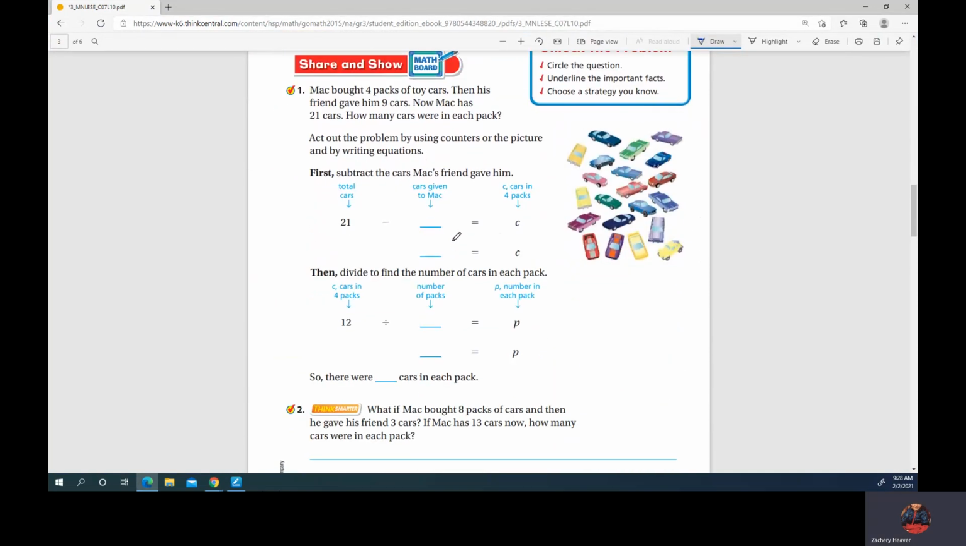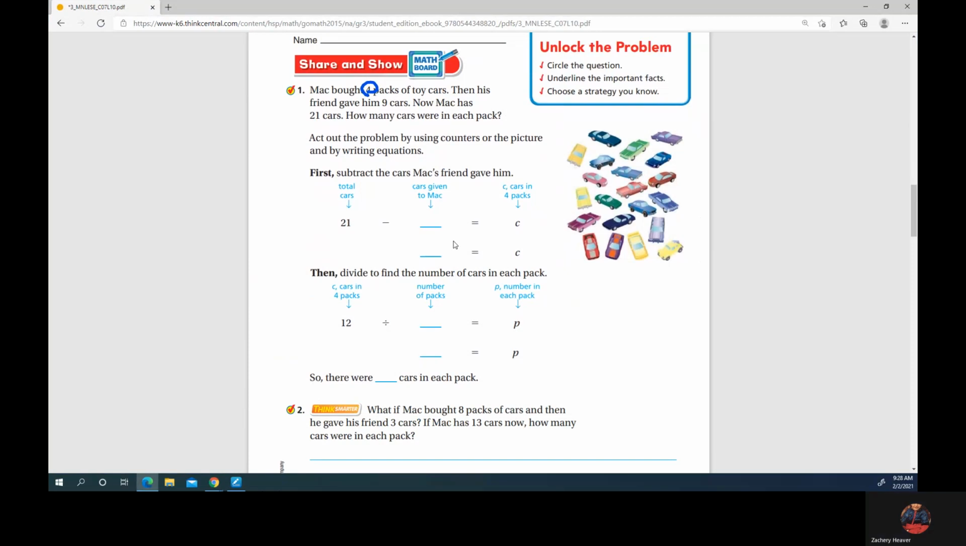So Mac bought 4 packs of toy cars. Then his friend gave him 9 cars. Now Mac has 21 cars. How many cars were in each pack? So we're looking for how many is in each of these packs.